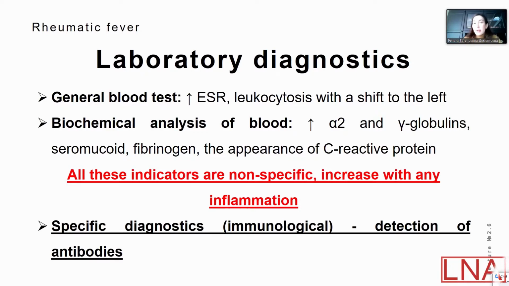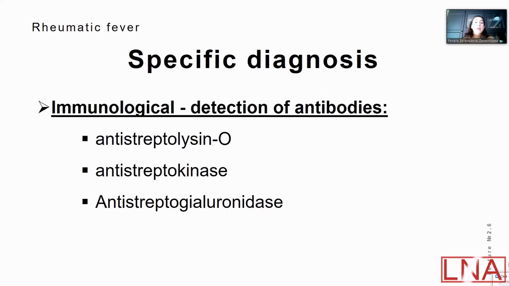About specific diagnostics of acute rheumatic fever: surely it's immunological diagnostics, detection of antibodies to beta hemolytic Streptococcus group A. We can determine anti-streptolysin O, anti-streptokinase, and anti-streptohyaluronidase. Streptokinase is one of the most intensive enzymes produced by group A hemolytic streptococcus, and streptolysin O acts as an antigen.